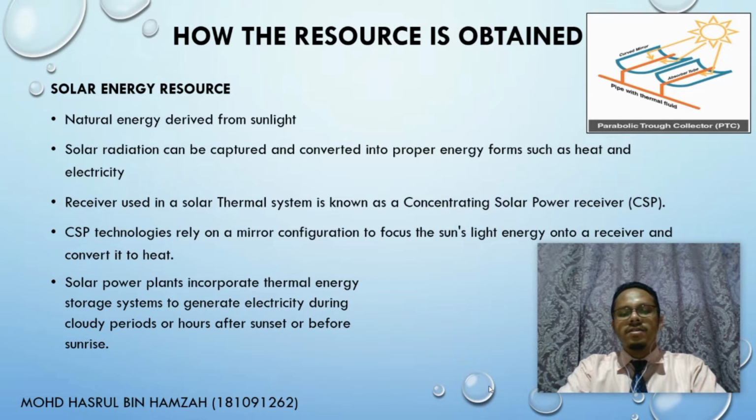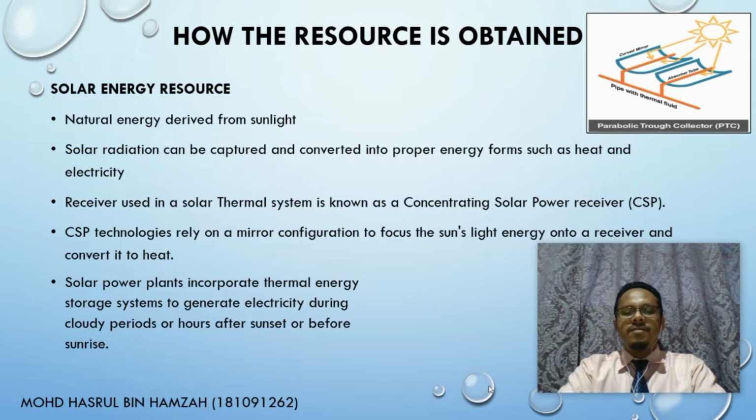Solar energy resources. Solar energy is a type of natural energy derived from sunlight. The general term is electromagnetic radiation, the energy emitted by the sun. Solar radiation can be captured and converted into usable energy forms such as heat and electricity. The heat transfer fluid in a thermal solar system is heated and distributed in a receiver before producing steam. The receiver used in a solar system is known as a concentrating solar power receiver.